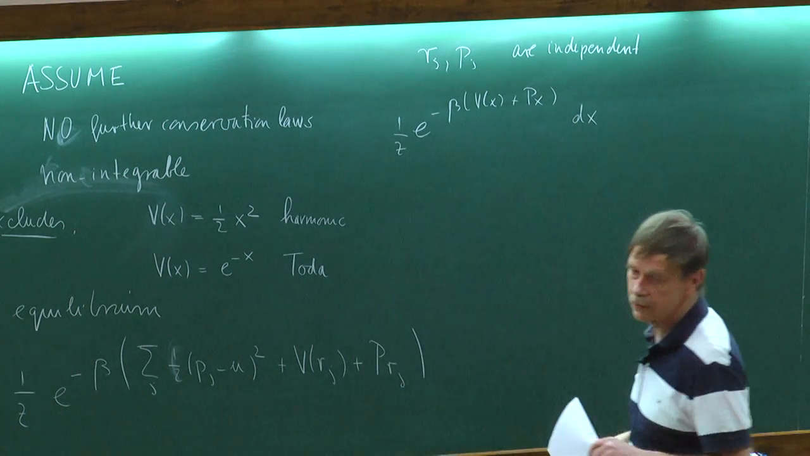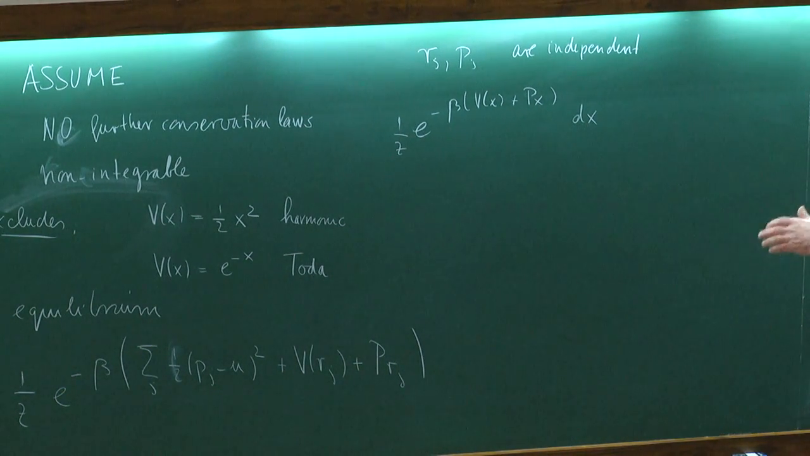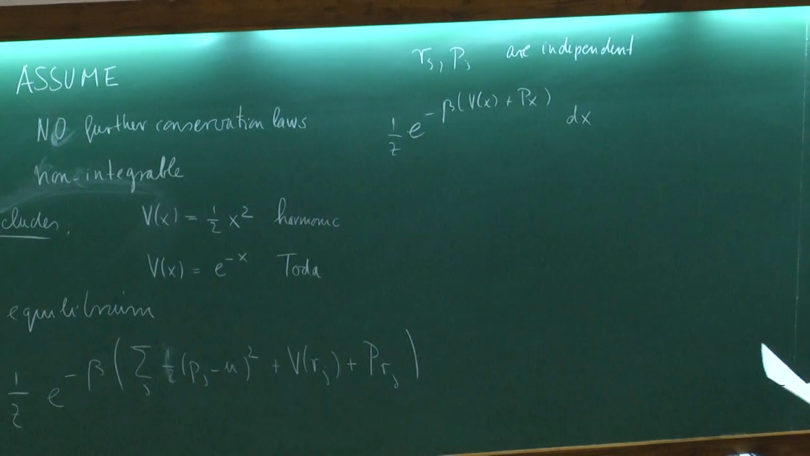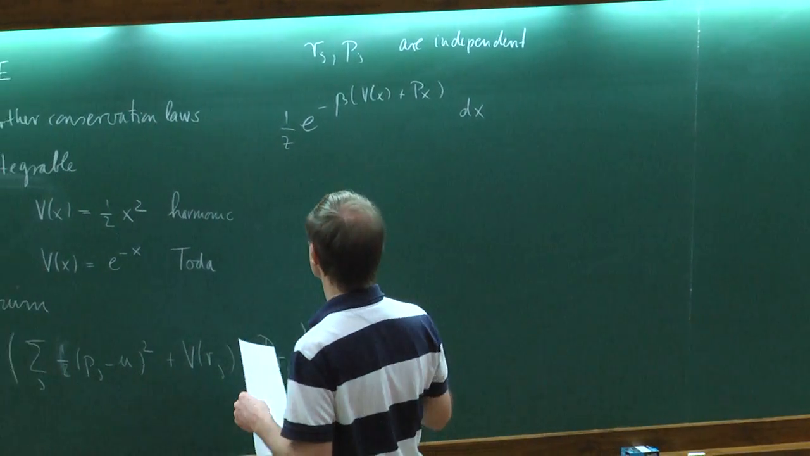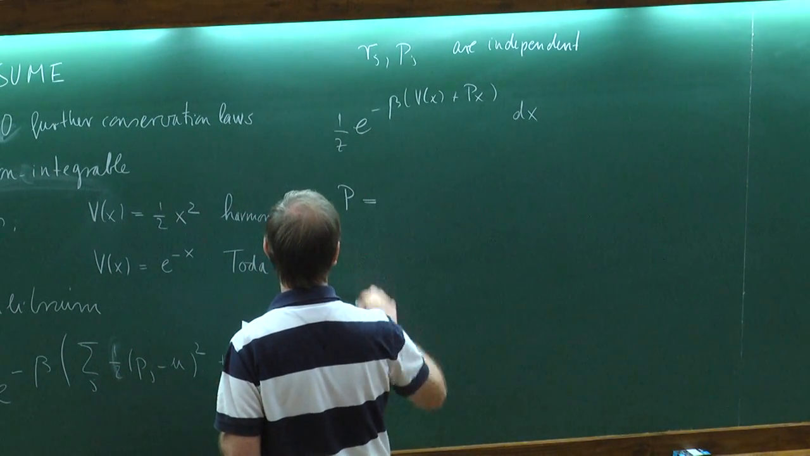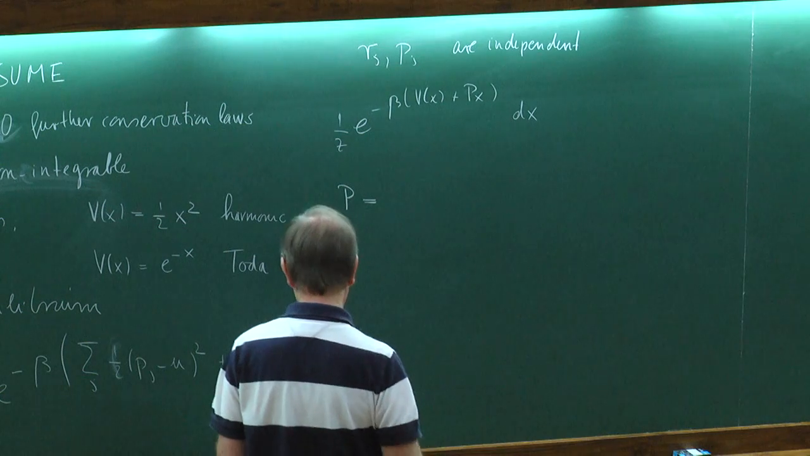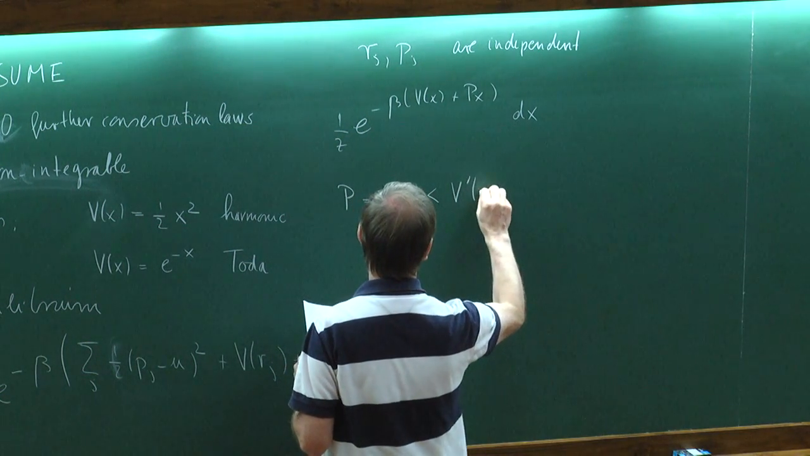Okay, so we are in a very simple situation. Now, beta, of course, is the inverse temperature. What is P? Well, we have to do one little computation, which I'm not going to do, but which is a simple partial integration. You note the following identity, that P is minus the V prime.